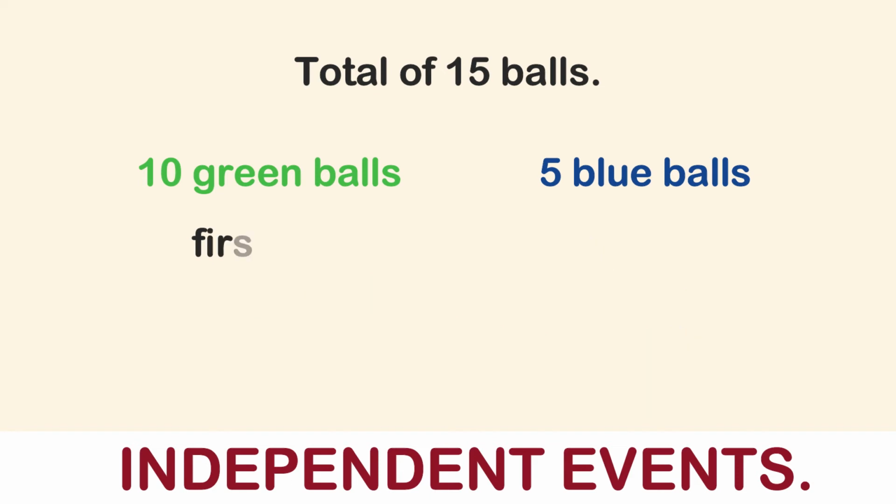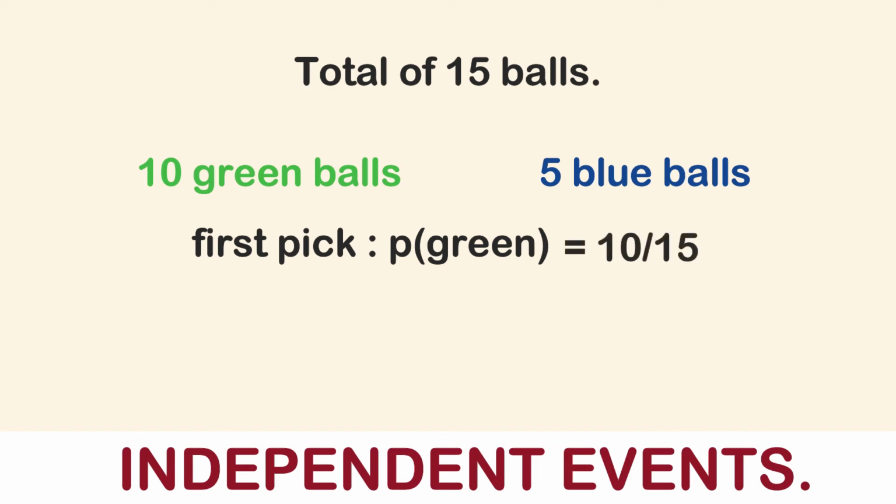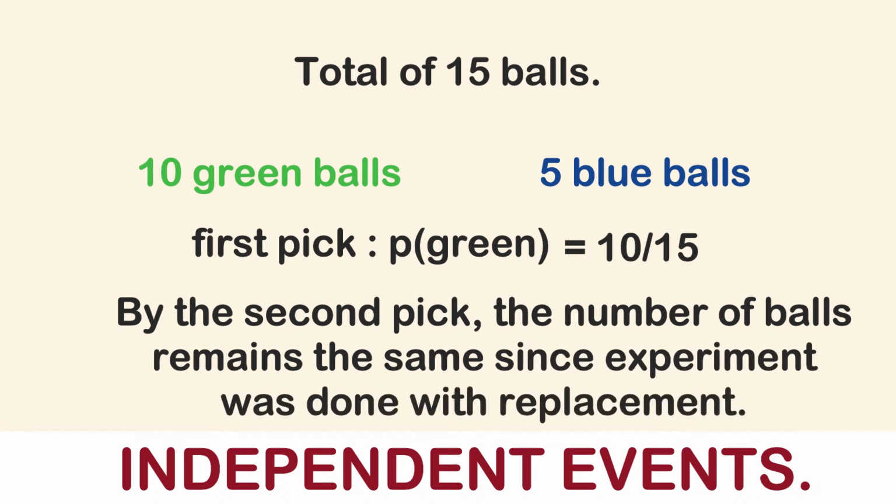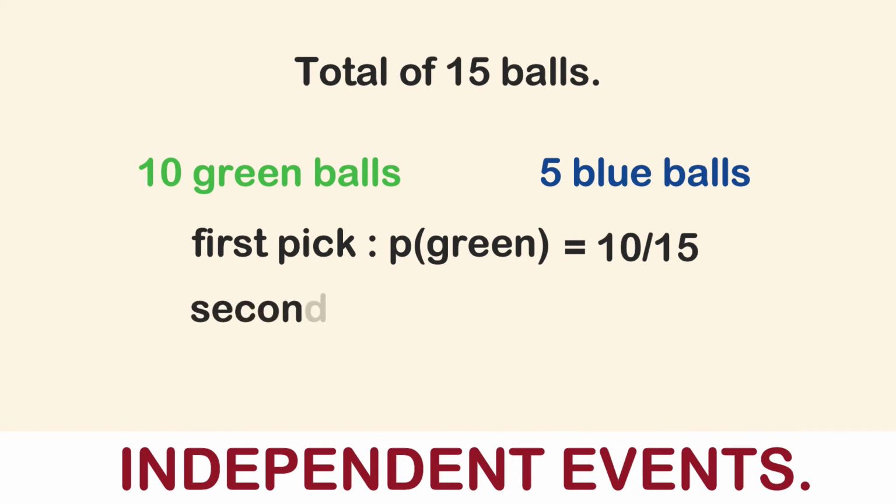In our first pick, what is the probability of having a green ball? The probability of having a green ball is equal to the number of green balls in the bag divided by the total number of balls, which is 10 divided by 15. At our second pick, the number of balls remains the same since the experiment was performed with replacement. So the probability of picking a blue ball is equal to the number of blue balls in the bag divided by the total number of balls, which is 5 divided by 15.